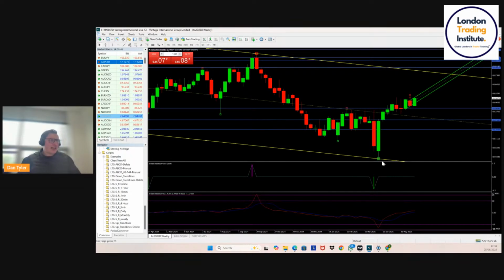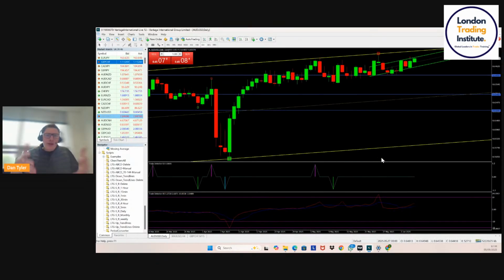We go down into our daily time frame, and this is where we're honing in. We're going into our lower time frames. We're getting more precise with our price action. We're finding more key levels and seeing, okay, where does the opportunity lie? Is this something that I want to get involved in?